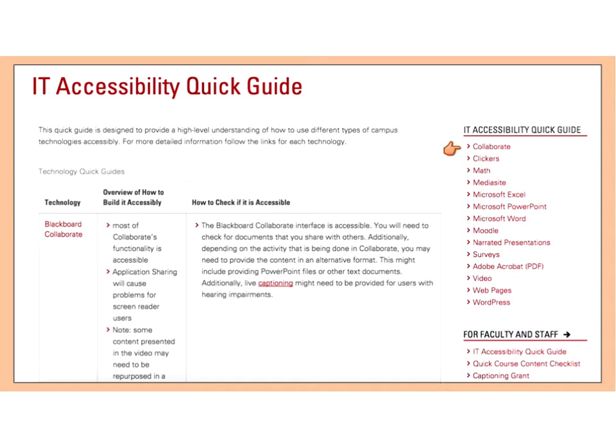You can actually see the tools over here on the right-hand side. You got Adobe Acrobat, Microsoft Word, those type of things. It's also going to show you how to build it accessibly, and then how to check if it's already accessible. So just like with Collaborate, you can see that says the Collaborate interface is accessible. You'll need to check your documents. So it just kind of gives you an idea, and then it also tells you that live captioning might need to be provided for users with hearing impairments. So you've got all those options there, and even some links within that page to help you as you're going through.